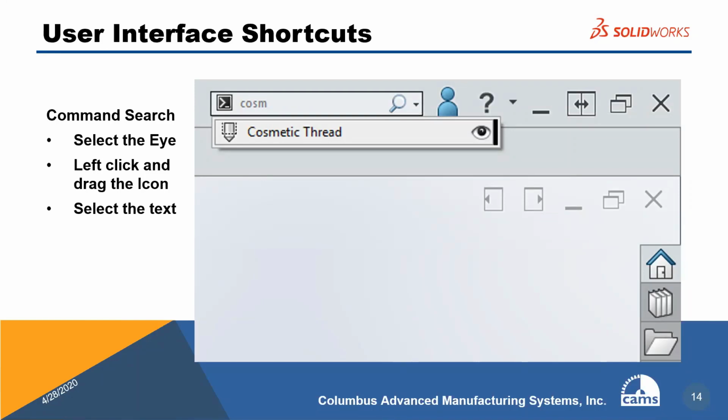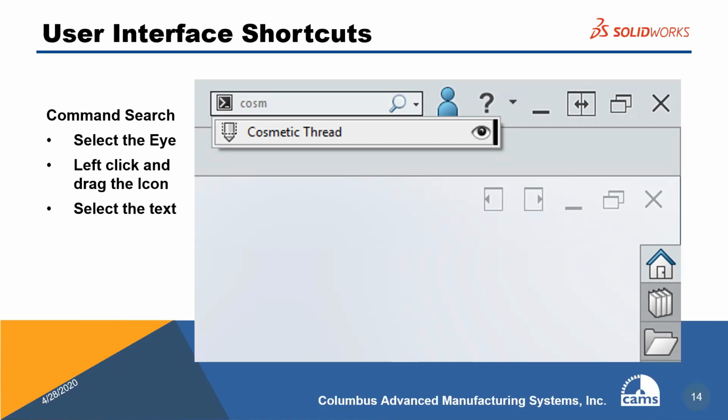And in this case, I want to find a cosmetic thread that I want to add to a particular hole that I've put into a part. So I go up into that little box there, right adjacent to that image of that silhouette of a person, and I start typing cosmetic thread. So SolidWorks is immediately looking for whatever has COS in it, comes up with cosmetic thread when I add the M, and I now have 3 options in here.